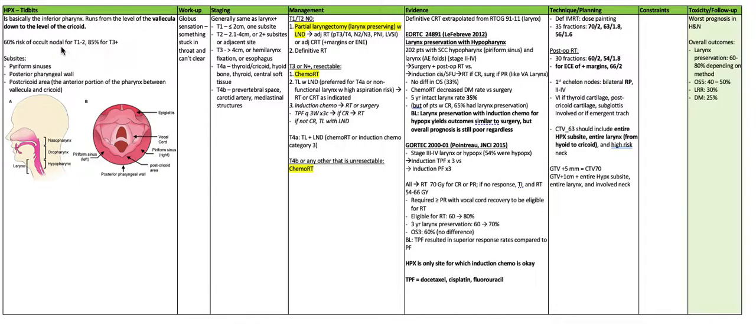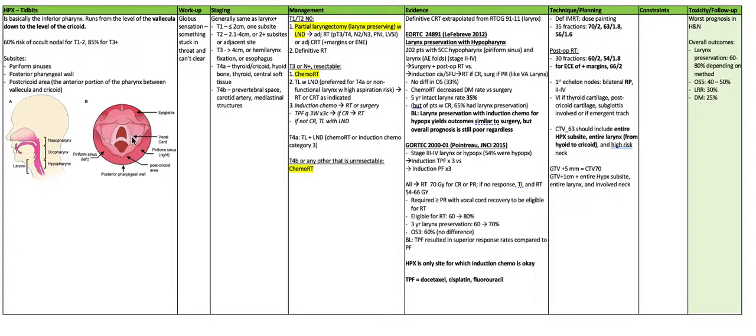Subsites include the 3 Ps: the piriform sinus, the posterior pharyngeal wall, and the postcricoid area, which is the anterior portion of the pharynx between the vallecula and the cricoid. So if we're looking at an area here, this is the hypopharynx, this is the larynx. The larynx is essentially in front of the hypopharynx. So if you're looking down at the larynx, here's the epiglottis.